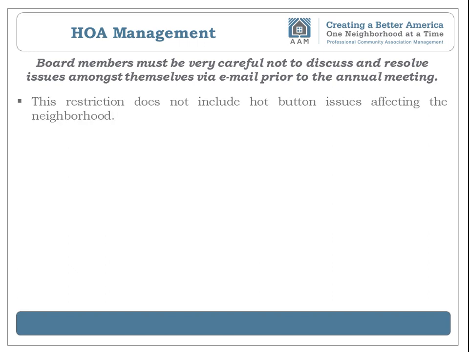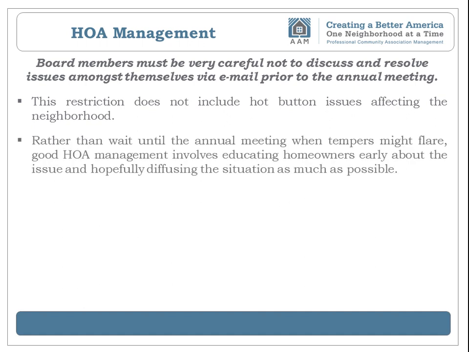This restriction does not include hot-button issues affecting the neighborhood. Rather than wait until the annual meeting when tempers might flare, good HOA management involves educating homeowners early about the issue and hopefully diffusing the situation as much as possible.